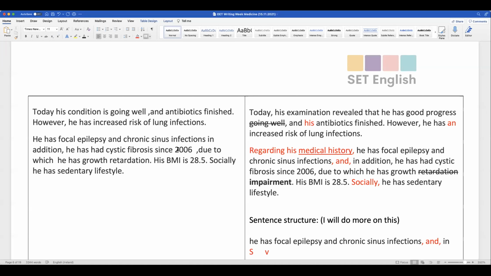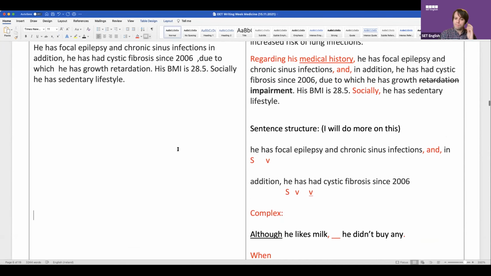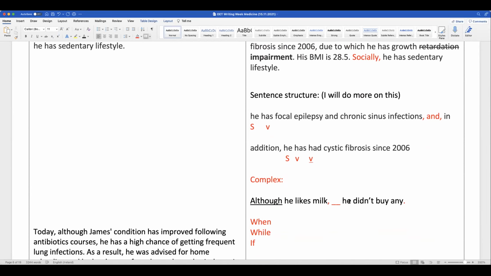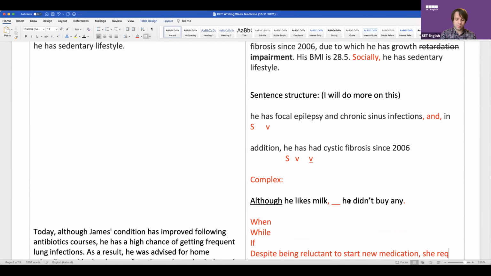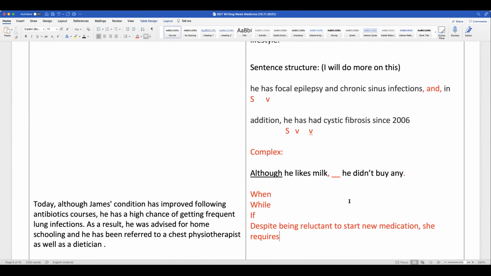When you use contrast for although or despite, should the second clause be at the same grammatical standard as the first one? For example, if I use despite being reluctant to start new medication, yeah, it's a good sentence. Despite being reluctant to start new medication, she requires. And after that, I start with the present simple. She requests. Yeah, you could say requests.